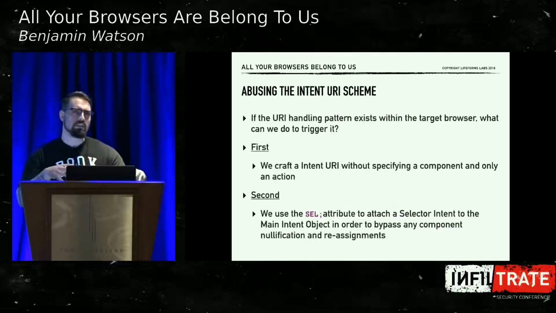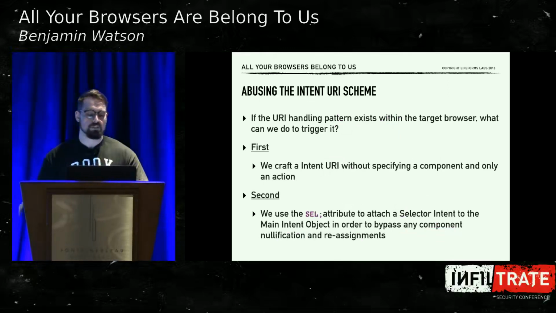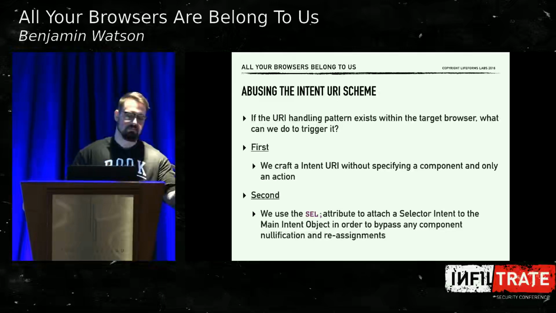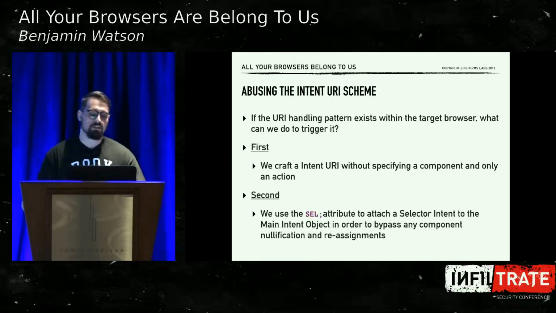Statically, you can look at that. You can disassemble and walk through the code and figure it out pretty quickly. But dynamically, there's a really, really easy way to automatically figure out whether this URI handling pattern exists and whether you have a vulnerable browser. We need to do two things. First, we craft our HTML with an intent URI, not specify a component, and only specify an action.